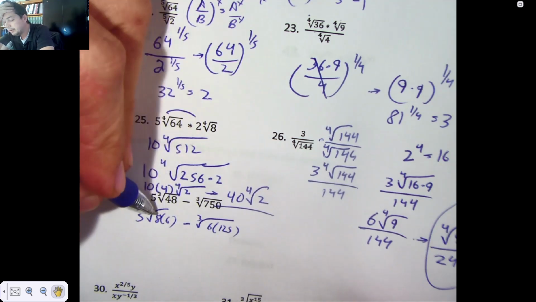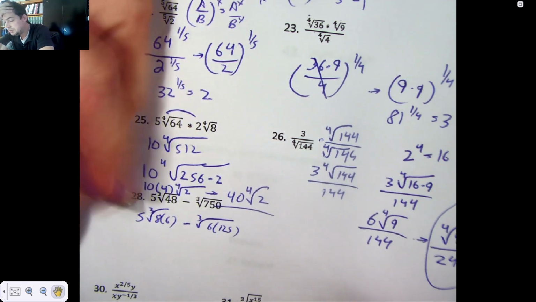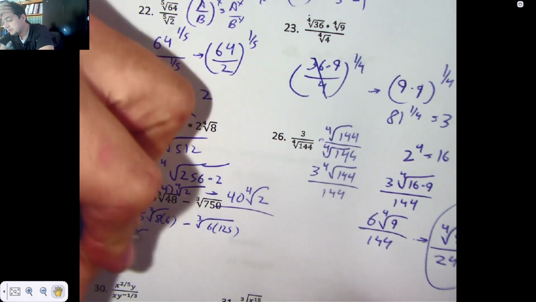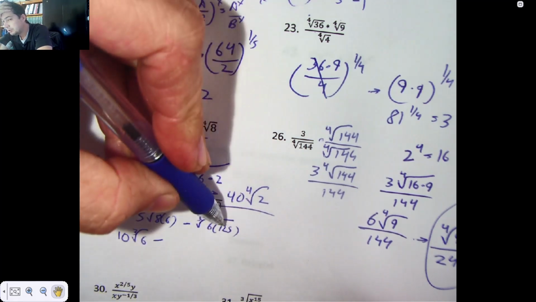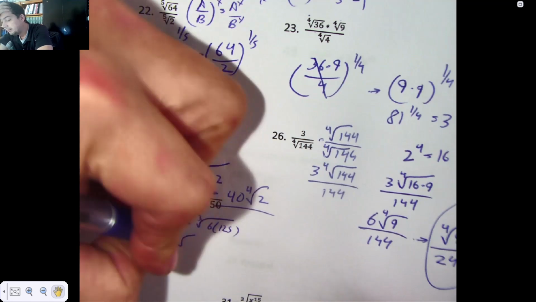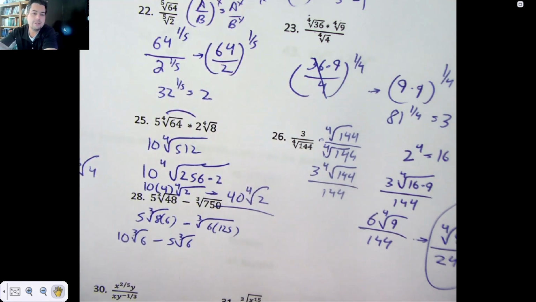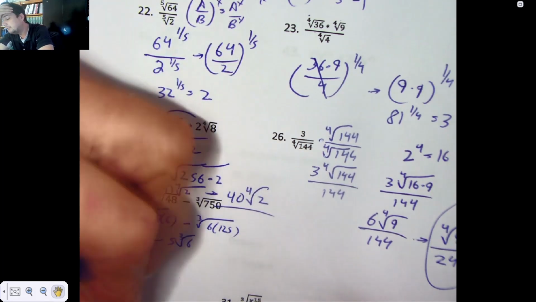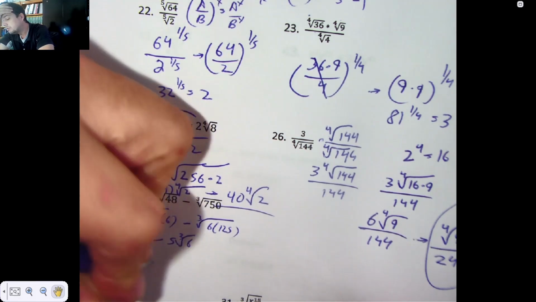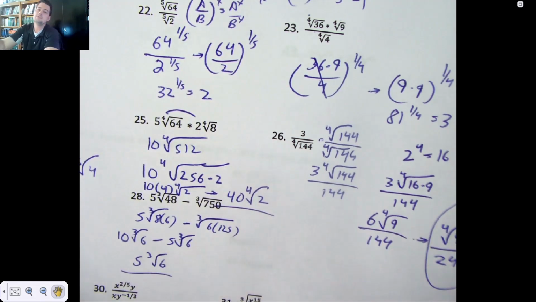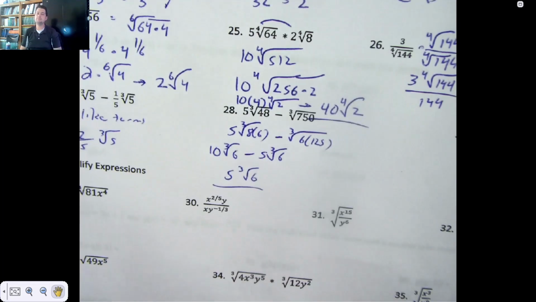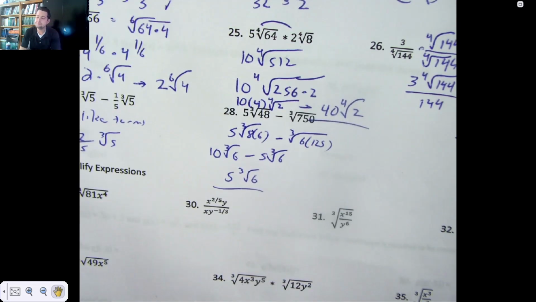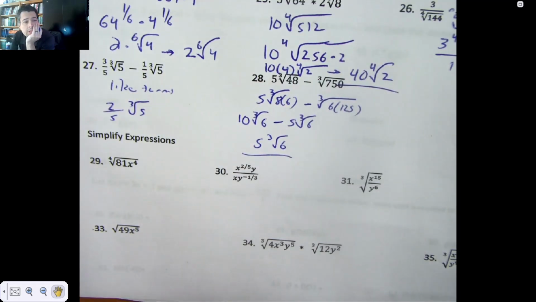All right, so the cubic root of 8 is 2. 2 times 5 is 10. 10 cubic roots of 6 minus the cubic root of 125 is 5. 5 cubic roots of 6. And now we have like terms. 10 minus 5 is 5. 5 cubic roots of 6. That's why I asked you to memorize your squares and your cubes, kids, for this. It makes it easier. Heck, if you know a square, you know a fourth. You just square a square and you get a fourth.